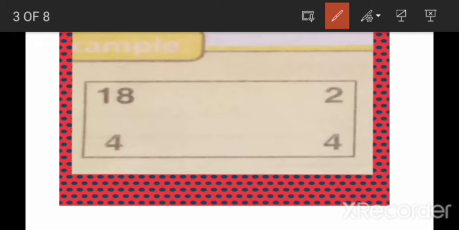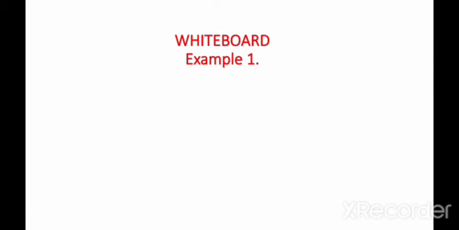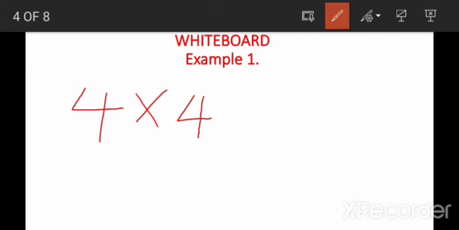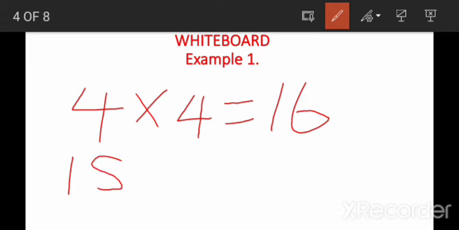We have it as 4 times 4, and 4 times 4 gives us 16. Then 18 minus 16 is equal to 2. Guess that's clear.